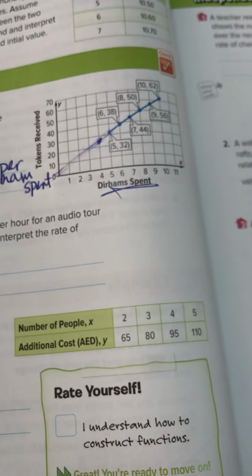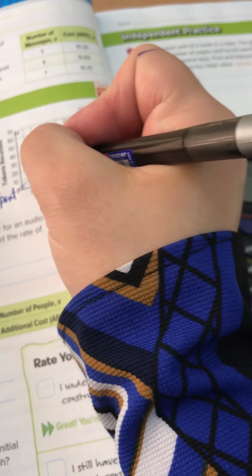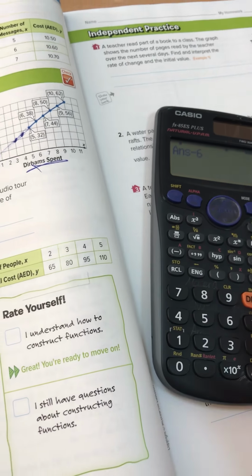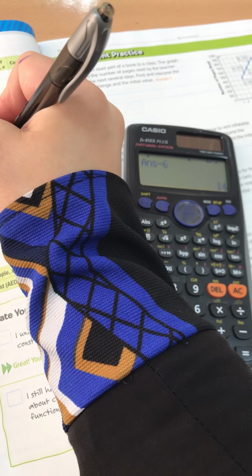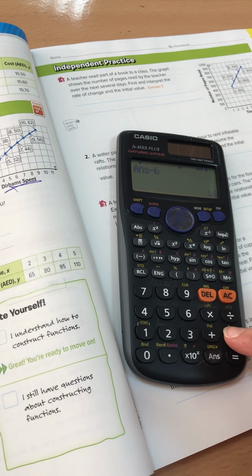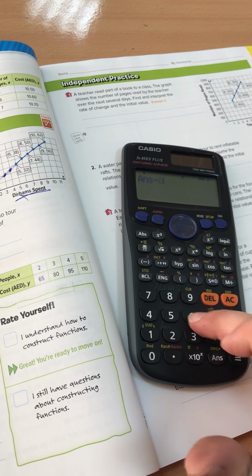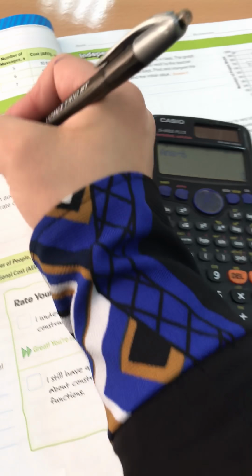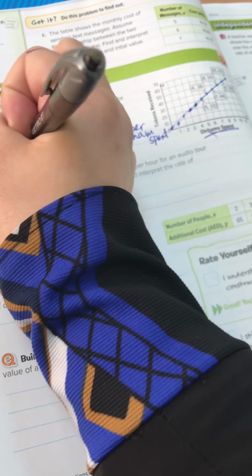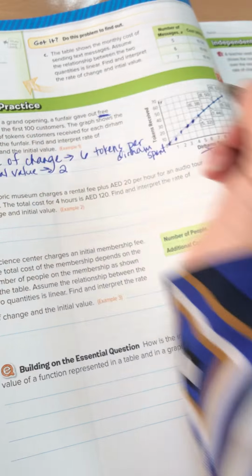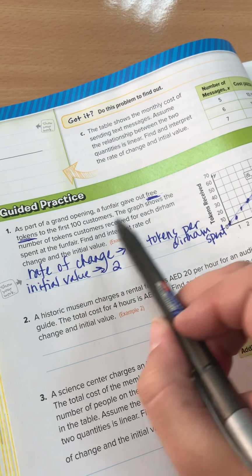So if I have 32 for 5, if I subtract 6, it would be 26 for 4. So I'm at 26 for 4, and I take away another 6 for 3. So at 20 for 3, another 6 would give me 14 for 2, minus another 6 is 8 for 1, and minus another 6 will give me my initial value of 2. So my initial value is 2.